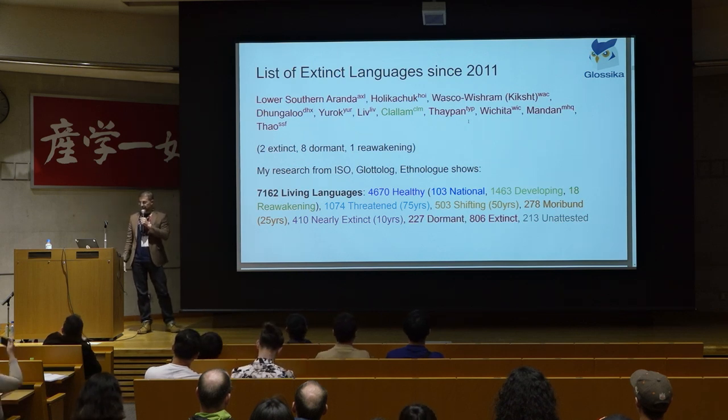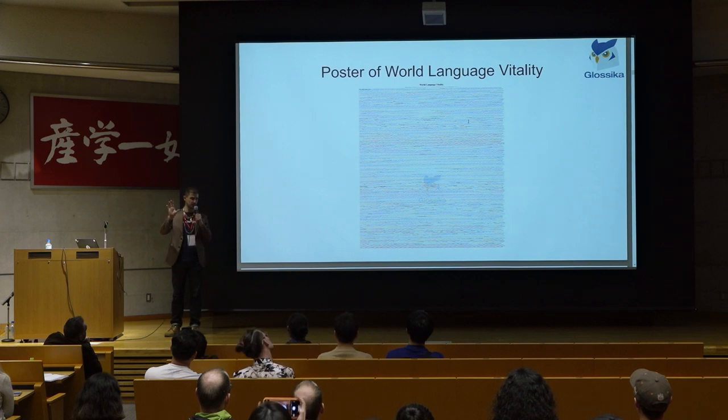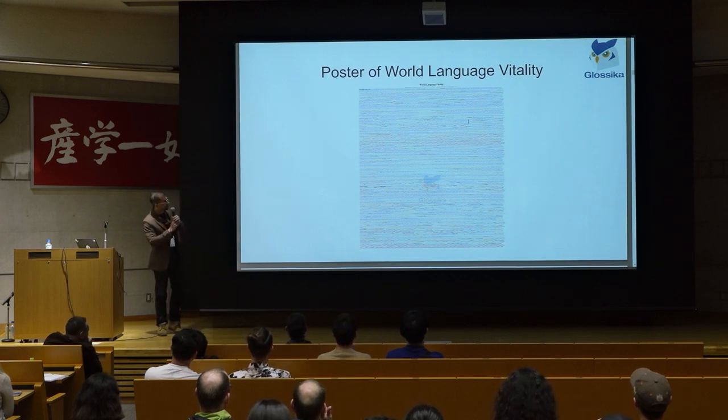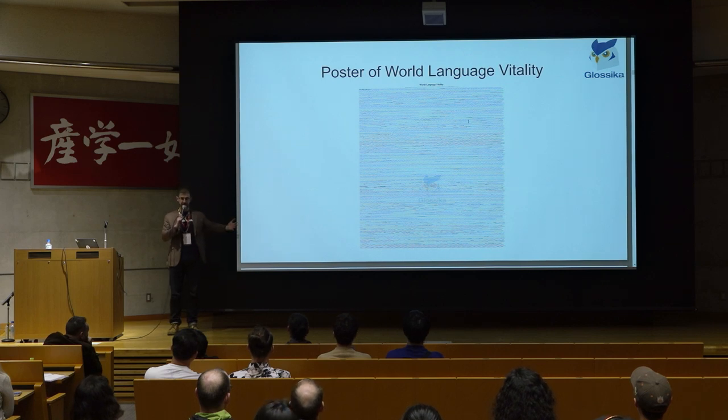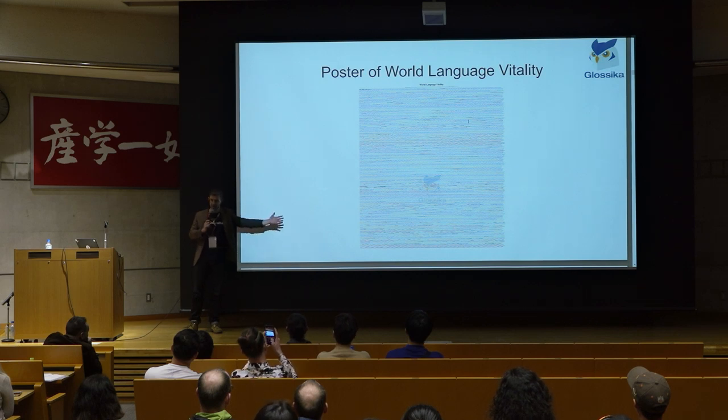So all of this research comes from ISO, Glottolog, and Ethnologue. The ISO website consistently updates their site on the three-letter codes and whatnot, and you can get a lot of the vitality information from Ethnologue. On the chart outside, I have every single language in the world listed and color-coded for its vitality. You'll notice that journalists tend to report that a lot of languages are dying. But all the red sections of this chart consist of the US and Australia. So most of language death is happening in the US and Australia, where English is a dominant language.